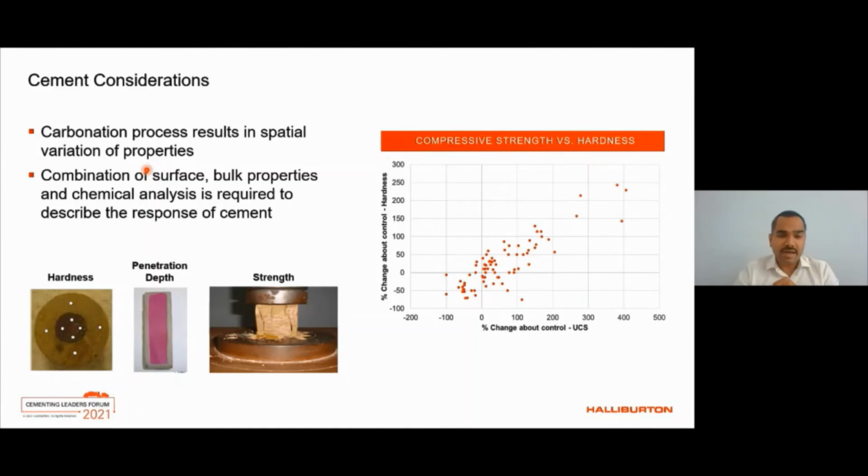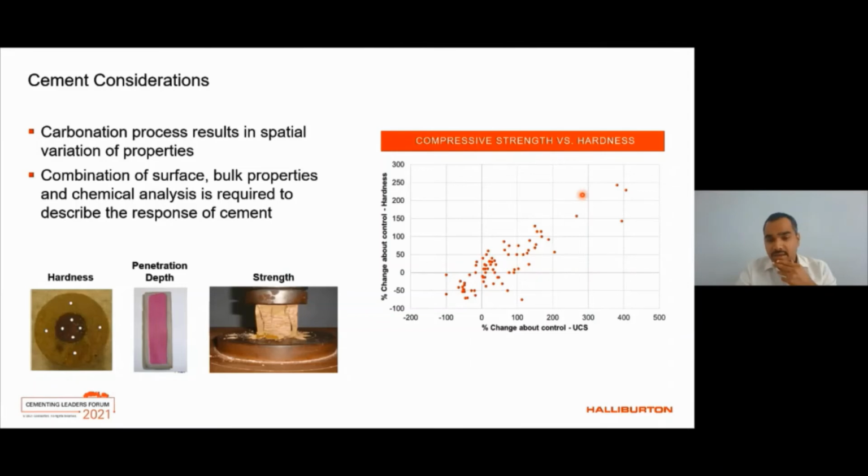Obviously, as you can imagine, the carbonation process is a spatially varying process. I say that because the exposure happens from the rock radially inward, whether it's a cement sheath or a plug. And it's a process that happens in time, which means at any point in time, there is a spatial variation of the properties. There is potentially a carbonated zone outside and an uncarbonated zone or core inside. A bulk property like strength may not give a complete picture of the mechanical properties because it is not able to capture the surface characteristics or surface variations.